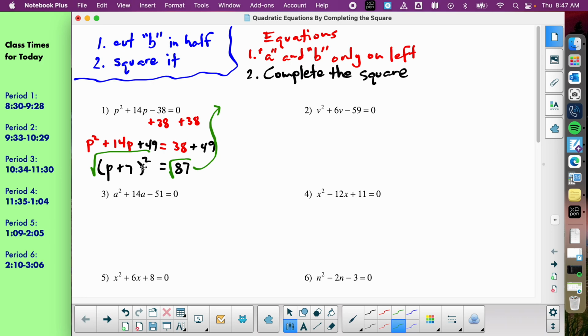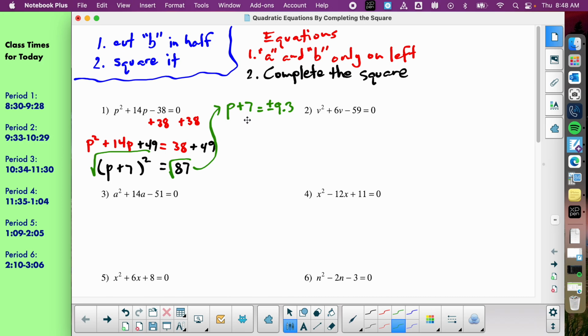Okay? Salim? Do you remember what happens when we do square root of a squared? True. Something specific happens, though. Perfect. Plus and minus. So my next line would read p plus 7, because I just canceled out that squared symbol. And then the plus and minus happens because of that. I don't know what the square root of 87 is. Did somebody type that in already? Is it like 9.3? 9.3, okay. Thank you.